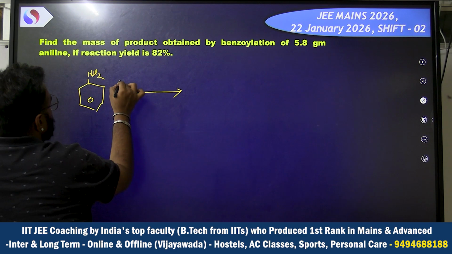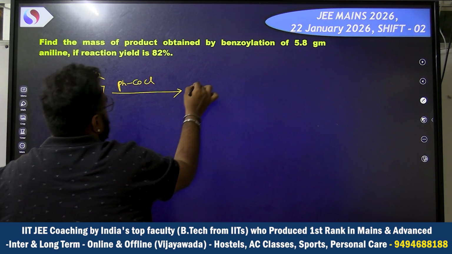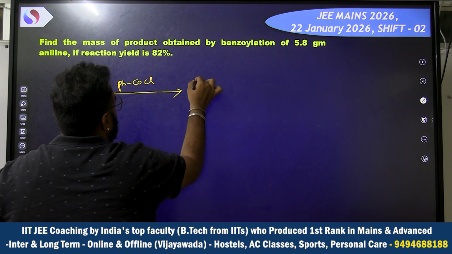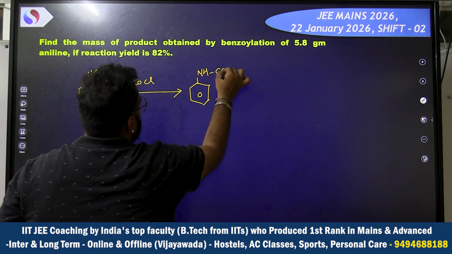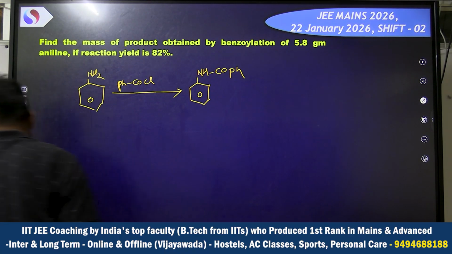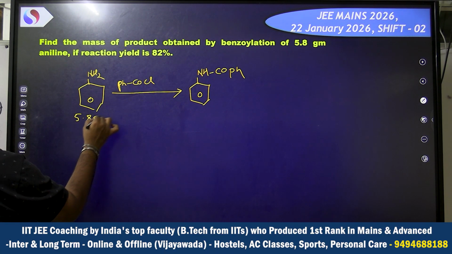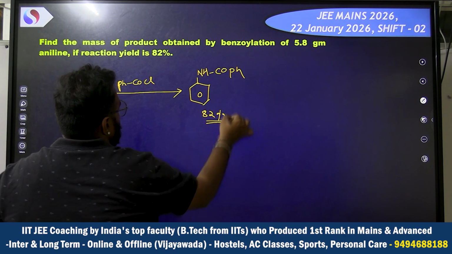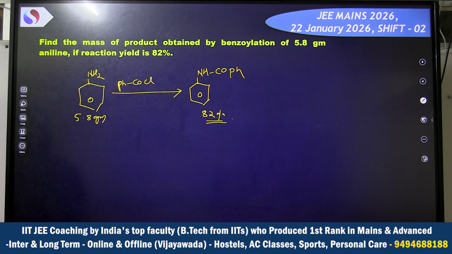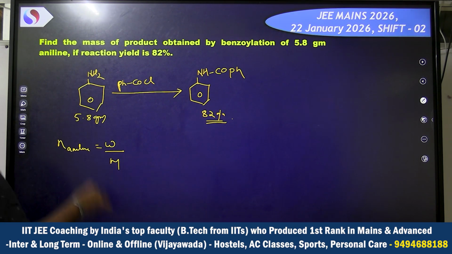Benzoylation means we have to react aniline with PhCOCl to produce our compound, NHCOPh. The question gives 5.8 grams of aniline, and the product obtained is 82%. So, number of moles of aniline is weight divided by molar mass.